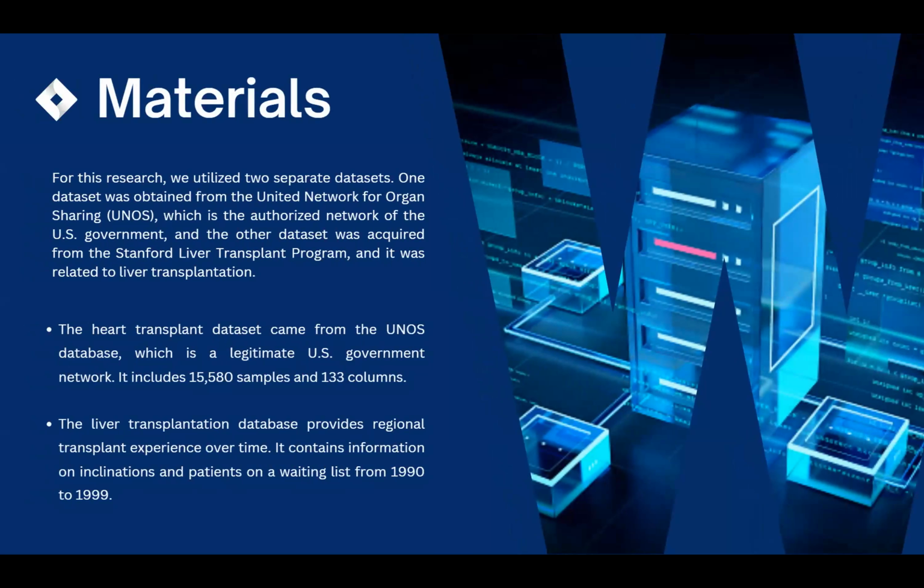The materials used in this methodology are two types of data sets, the heart transplantation data set and the liver transplant data set. The heart transplantation data set is from UNOS, a trusted US government network, and the data set contains data on waiting list registrations and transplants done in the US from 1987 to 2018, with 15,580 samples and 133 columns. And the liver transplant dataset includes information on the patients in a particular region over time, including death while awaiting, withdrawals, and censored patients. It also includes data on the patients on the waiting list from 1990 to 1999.